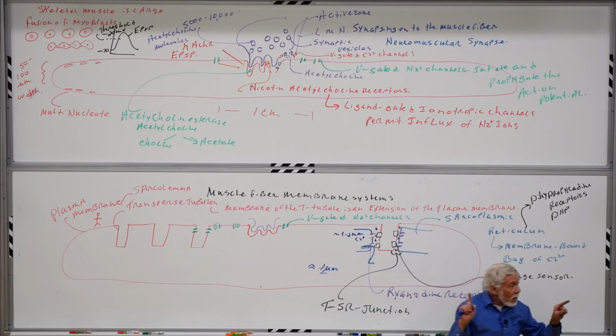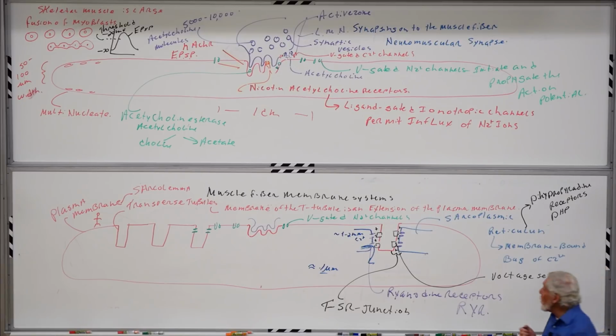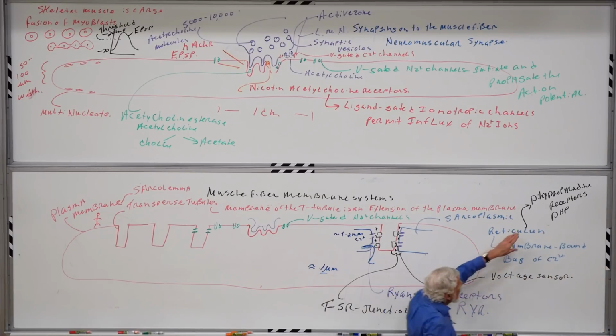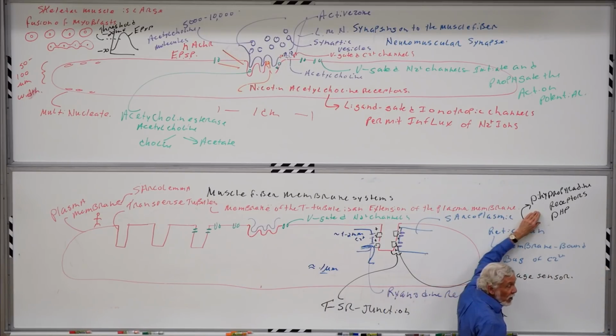Yes? Which one's the voltage sensor? So which one is the voltage sensor? It's the dihydropyridine receptor here that is the voltage sensor. It's only a section. I don't remember which loop it is. It's one of the cytoplasmic loops that's now the voltage sensor.